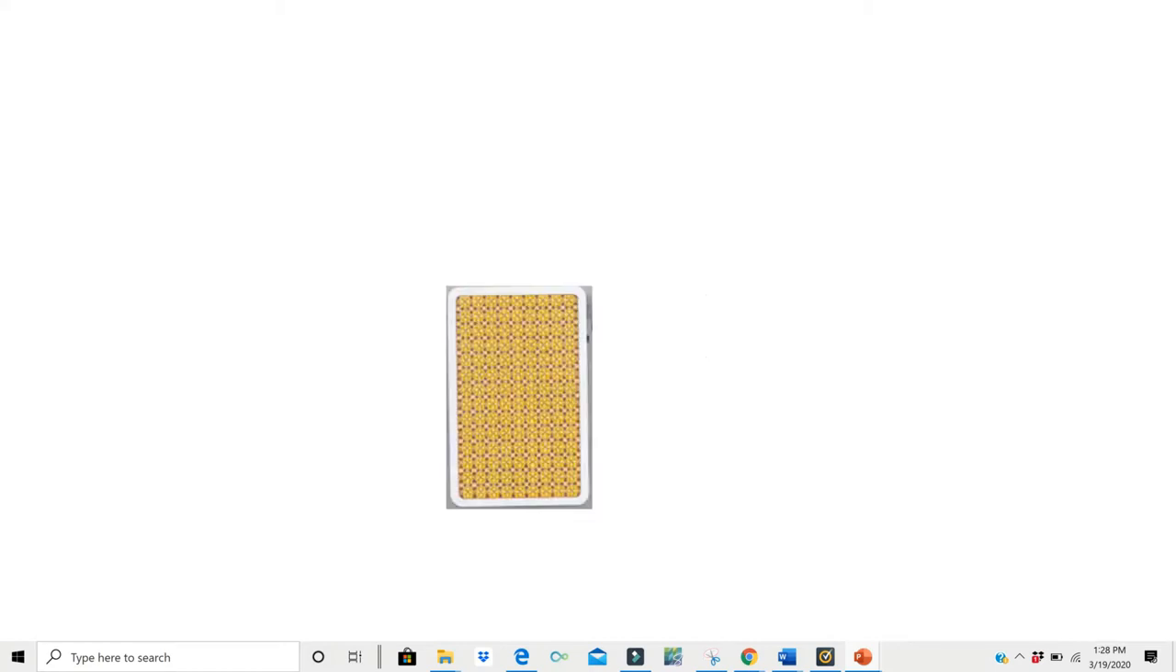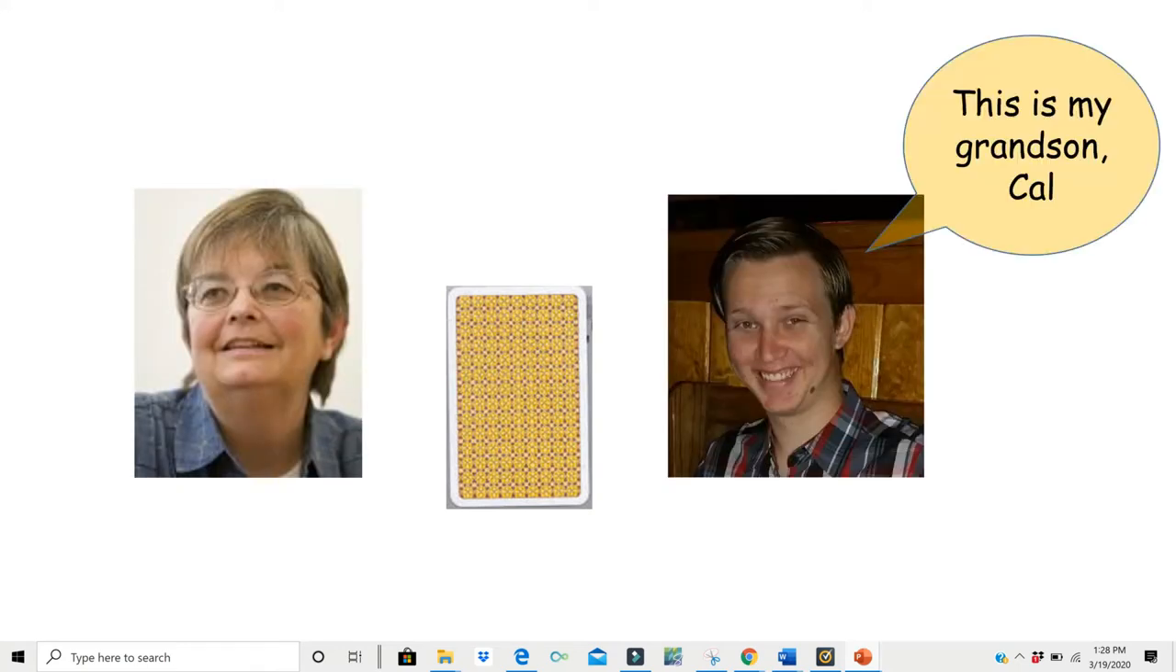Today, I'm going to be playing this game with my grandson, Cal. There's me, and there's Cal. When he was your age, he was learning his math facts playing this game and doing many other things that are in the Family FactsWise resources.